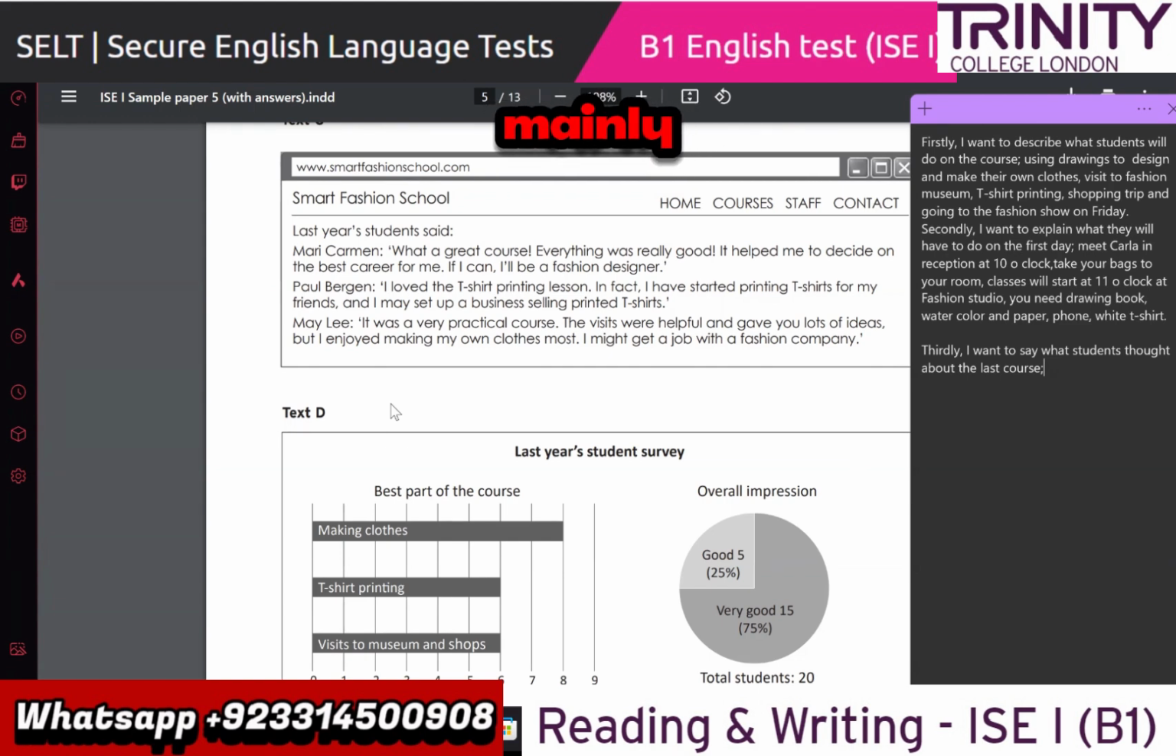May Lee: It was a very practical course. The visits were helpful and gave you lots of ideas, but I enjoyed making my own clothes most. I might get a job with a fashion company.